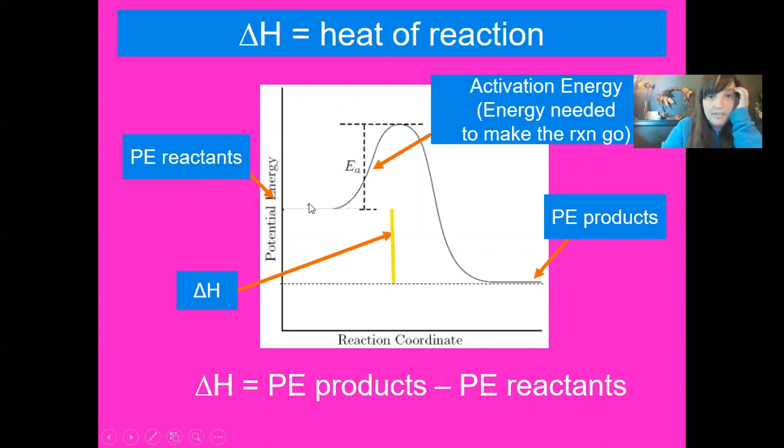And that difference between the energy of the reactants and the energy of the products is the enthalpy of the reaction, or the heat of reaction. So you could just calculate it by subtraction. Take the afterwards amount of energy, subtract the before amount of energy, and that tells you the heat of reaction, or the enthalpy of the reaction.